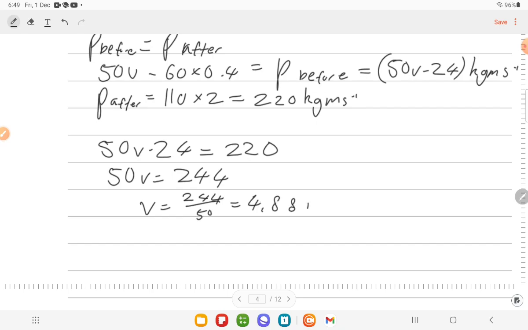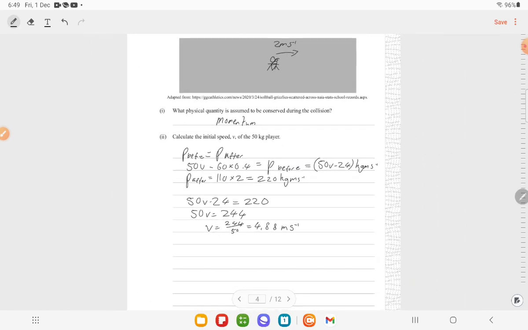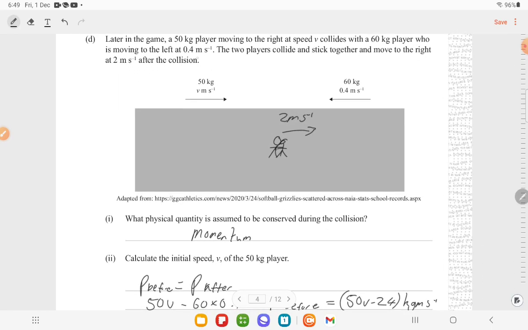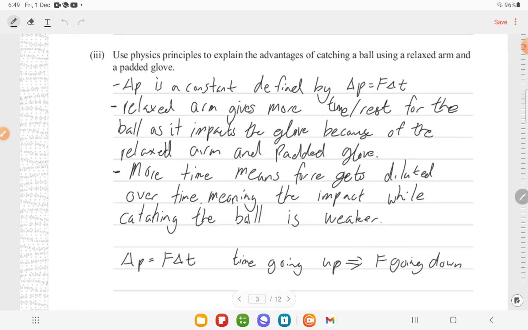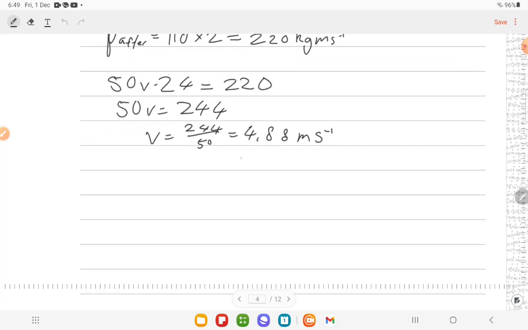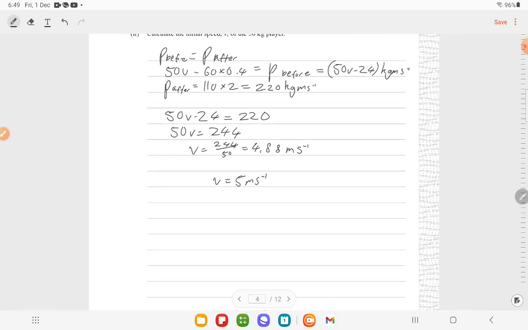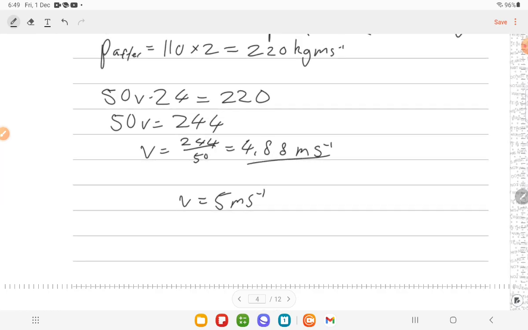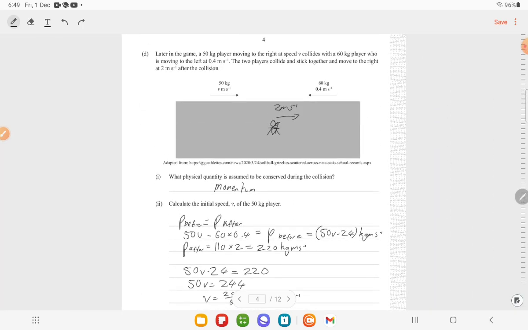4.88 meters per second. Technically, they only give us this value, which is one significant figure. So technically, you should round to v is equal to 5 meters per second. But they should accept this answer. So velocity is equal to 5 meters per second.